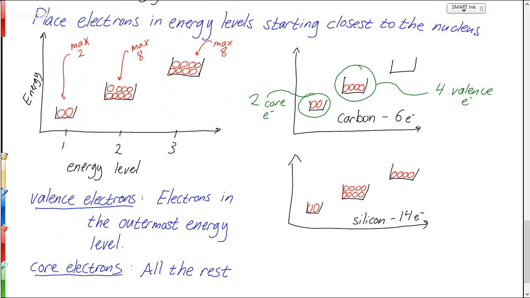All right, what about silicon? How many valence electrons does silicon have? 4 again, right? Everybody see that? The highest bucket has 4 in it. It's a different bucket this time, but that's still the highest one. So we're going to say that that also has 4 valence electrons. And how many core electrons? 10, yeah. All the rest are the core. So even if they're in multiple buckets, those are all going to be the core electrons.